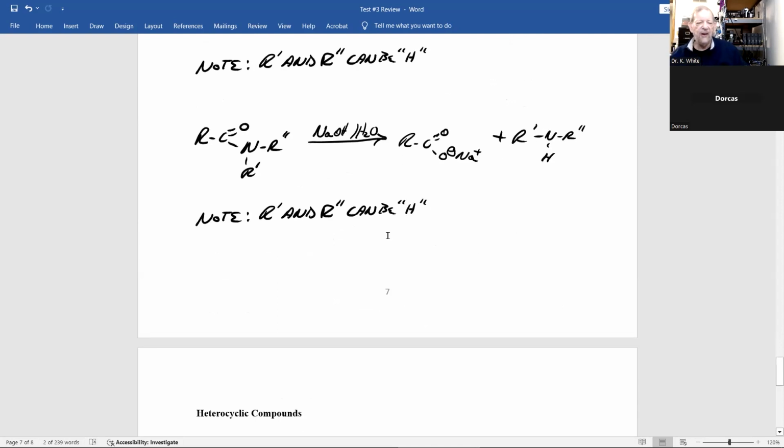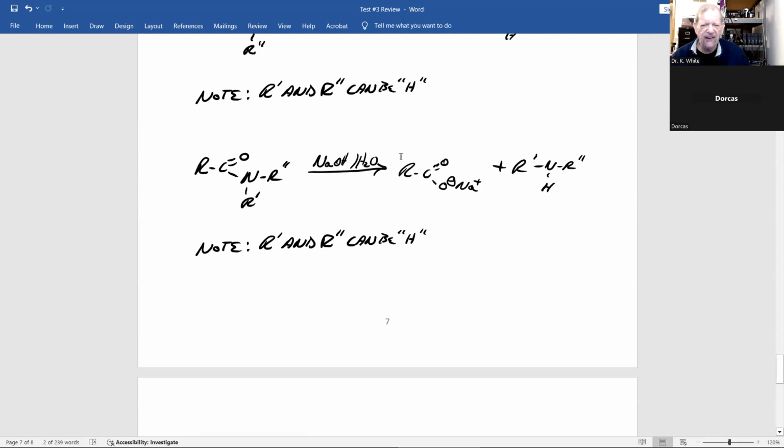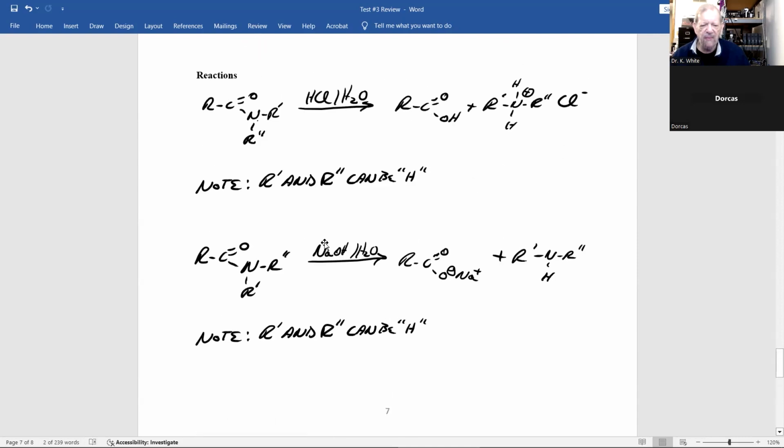Now, if you have an amide and react it with base and water, you'll break down, base hydrolysis of an amide. You won't get the carboxylic acid like up here, because the base will react with the carboxylic acid to give you this carboxylate anion. But you will get the amine that you would have used to make that amide.